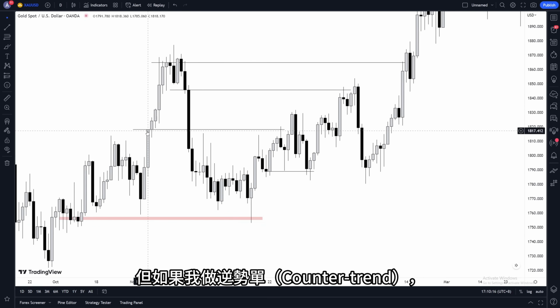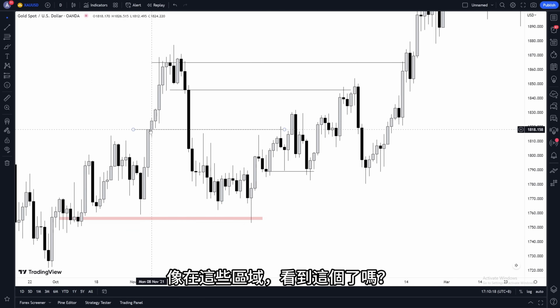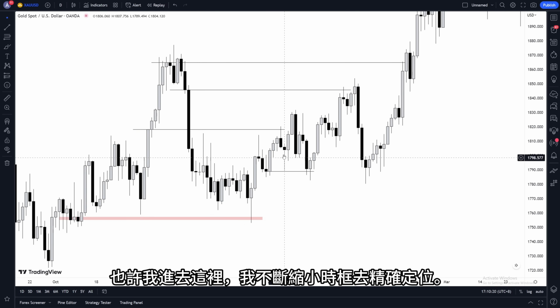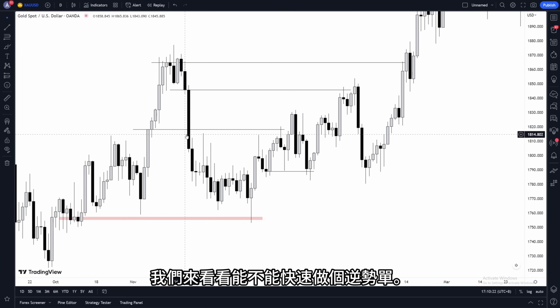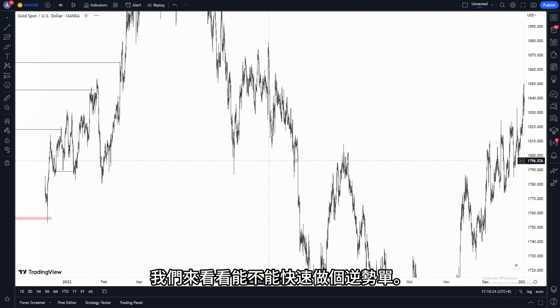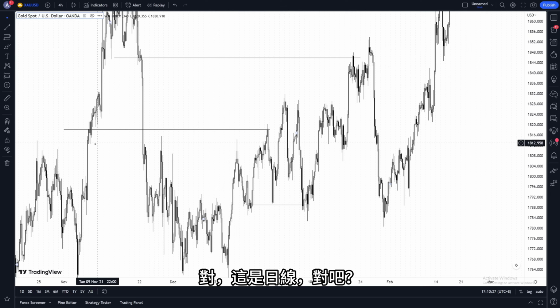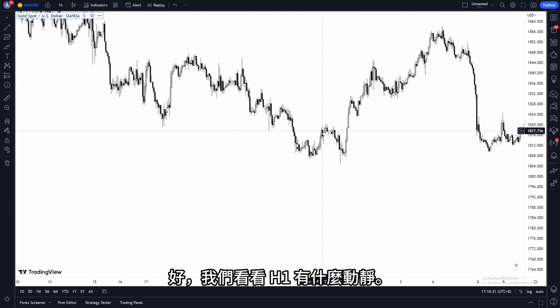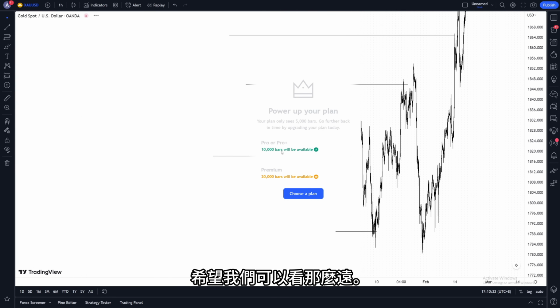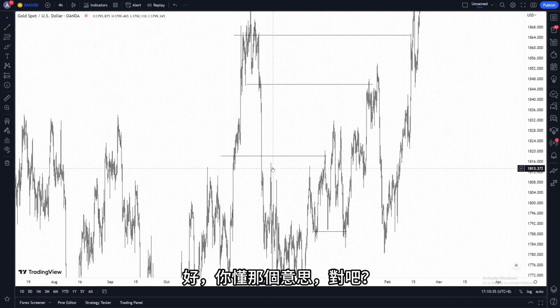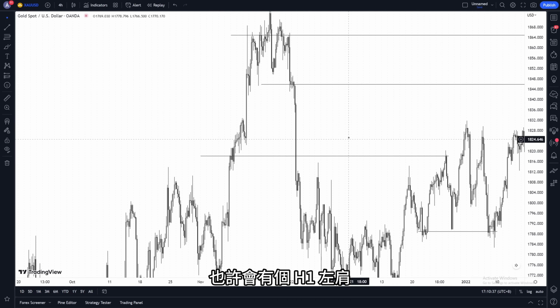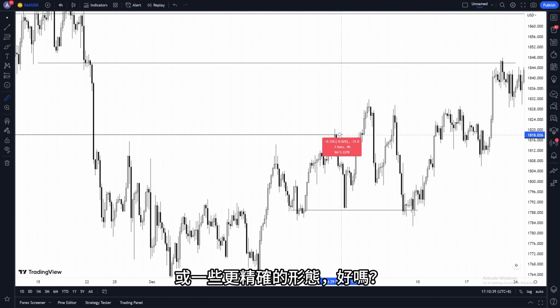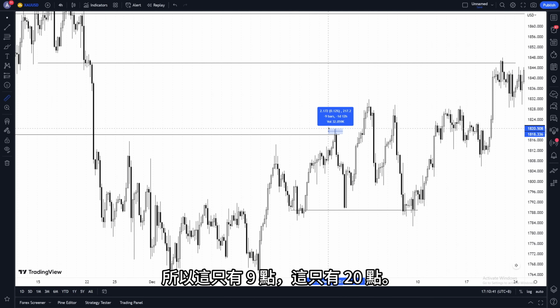But if I'm playing counter trend, like in these areas, see this one? In these areas right here, right? Maybe I go in here, I refine. So let's see, if I want to play a counter trend real quick, right? This was a daily, right? This is a H4 left shoulder, right? H4 left shoulder. Okay, let's see what's popping on the H1. Hopefully we can go that far. No, we can't. Okay, but you get the point, right? If I'm playing something from here, maybe that's like a H1 left shoulder or something that's refined. Okay. See, this is only 9 pips. This is only 20 pips.